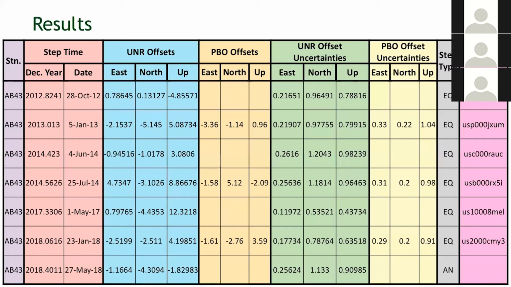PBO is in orange. And you might notice that they're not exactly the same because they're not necessarily processed the same. But it's really interesting to be able to compare these two things and see how they differ. In the green and yellow, there are the uncertainties for the time series offset position. And then I also included the step type, whether or not it's an earthquake marked EQ or antenna, or equipment change marked AN for antenna.